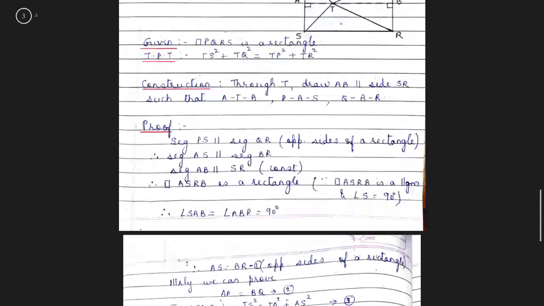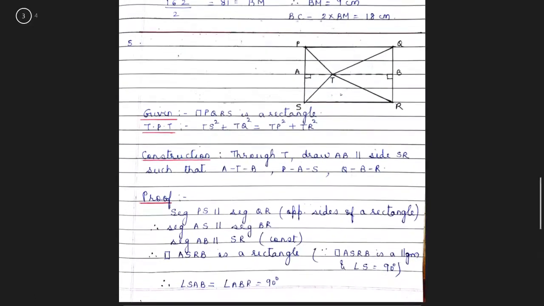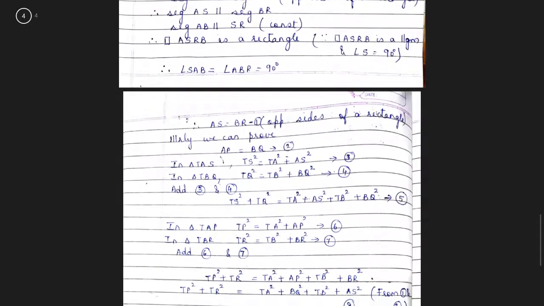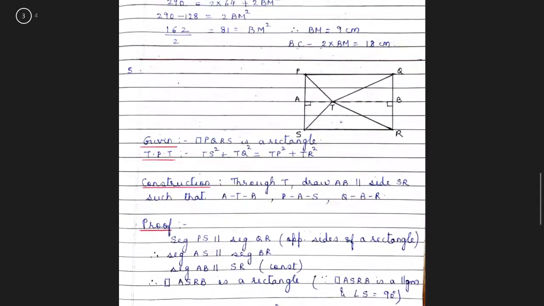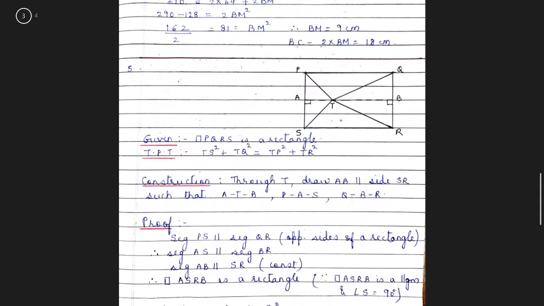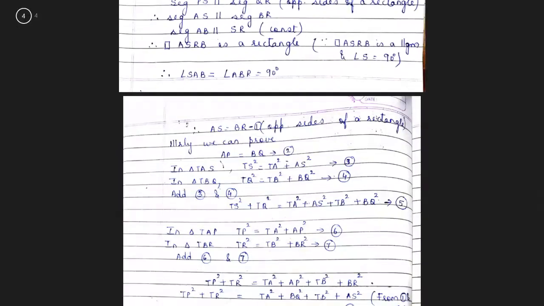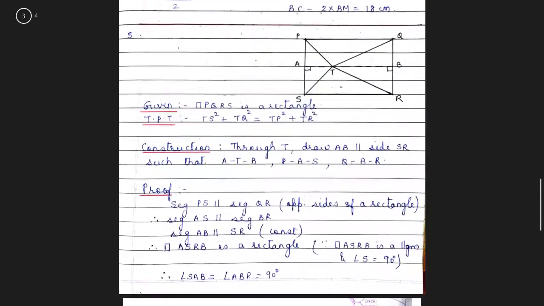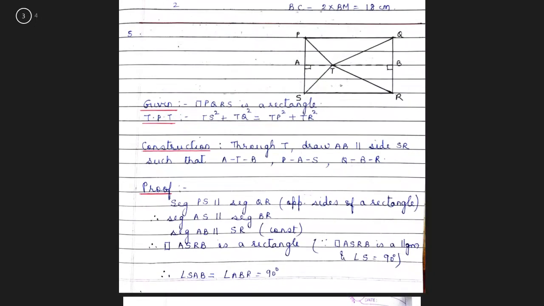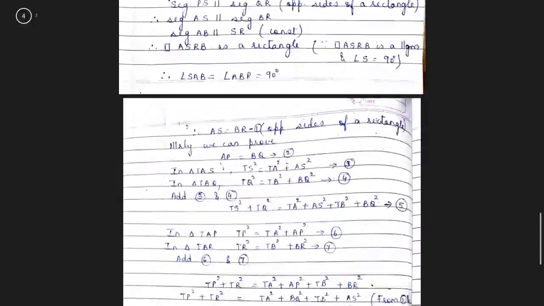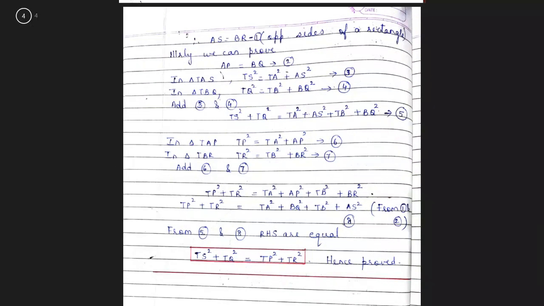Now, take triangle TAP. PT square is PA square plus AT square. That's equation number 6. Take triangle TBR. TR square is TB square plus BR square. That's equation number 7. Okay. Now children, just remember that we have to consider opposite triangles. We chose SAT and TBQ. Then we chose PAT and TBR. Okay. Now, after this, so we got 6 and 7.